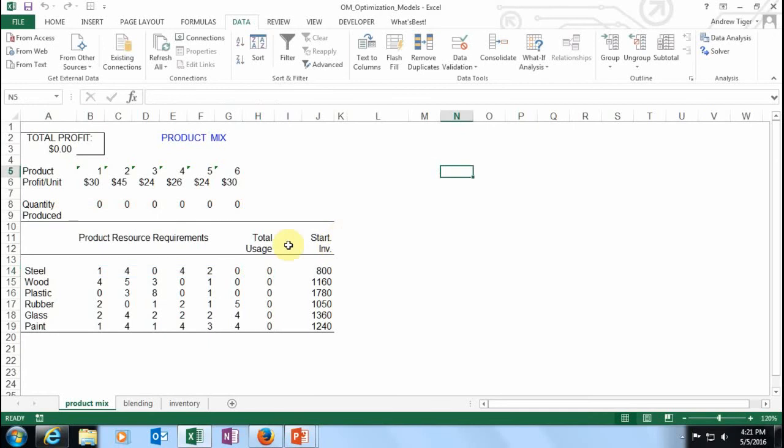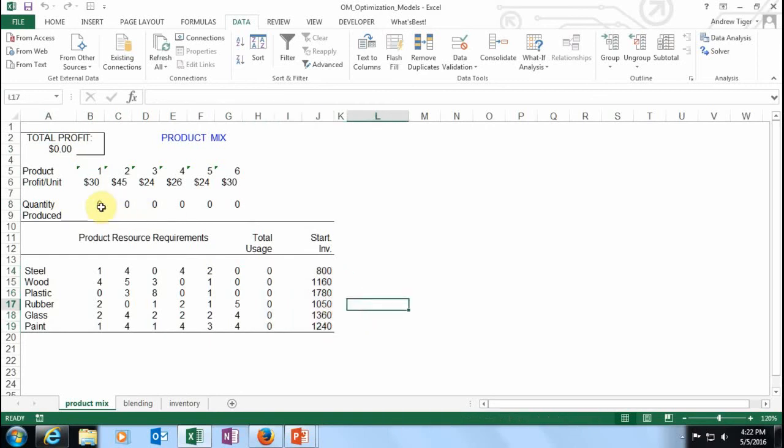And the idea is that we're limited by these. The steel is limited by 800. This is how many we have. So we have to make sure that we choose products so that the usage doesn't exceed these, and we're trying to make this as big as possible. So in optimization speak, these are our decision variables. This is my objective function, and then I have 6 different types of constraints.